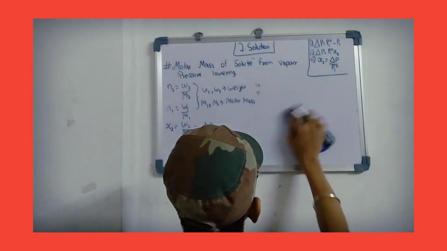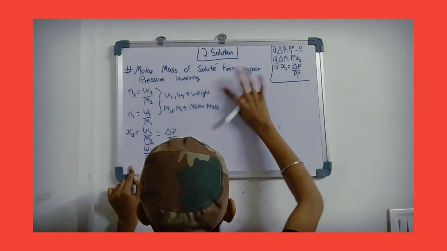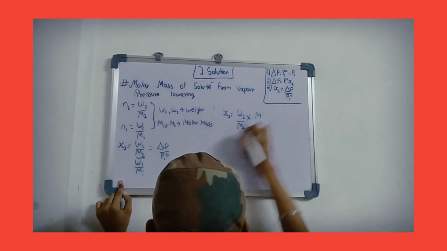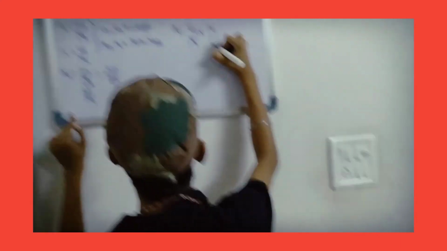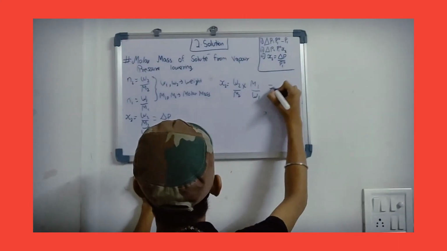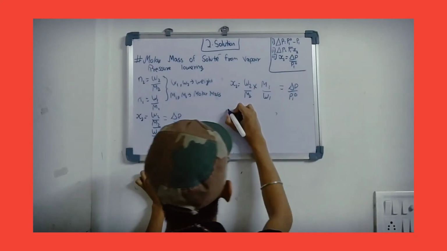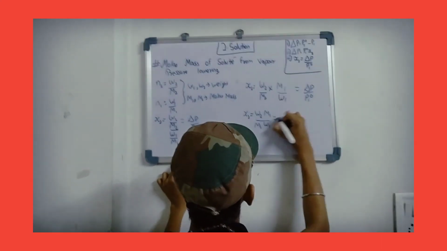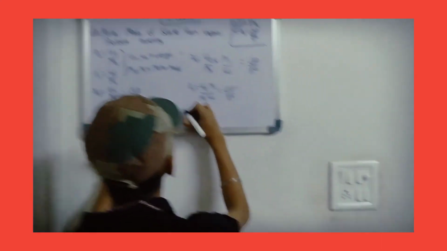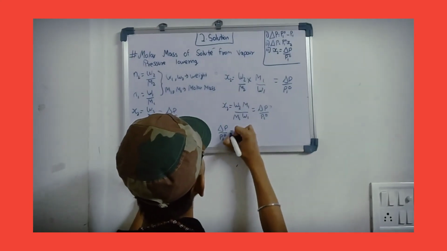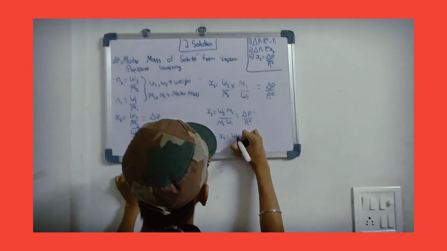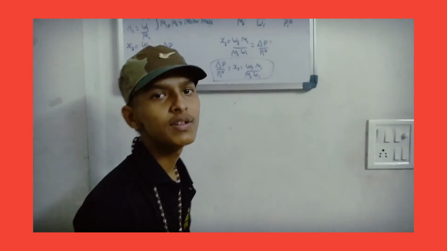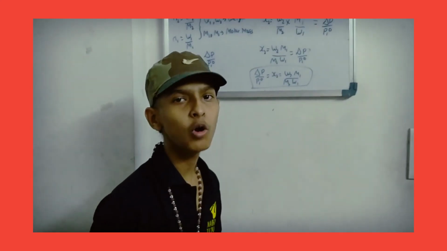So the value of x2 becomes W2 upon M2 into M1 upon W1, equal to delta P upon P1 naught. So x2 equals W2 M1 upon M2 W1, equal to delta P upon P1 naught. So the final relation is delta P upon P1 naught equal to x2 equal to W2 M1 upon M2 W1. In another lecture we will see the next colligative property, that is the boiling point derivation. Thank you.